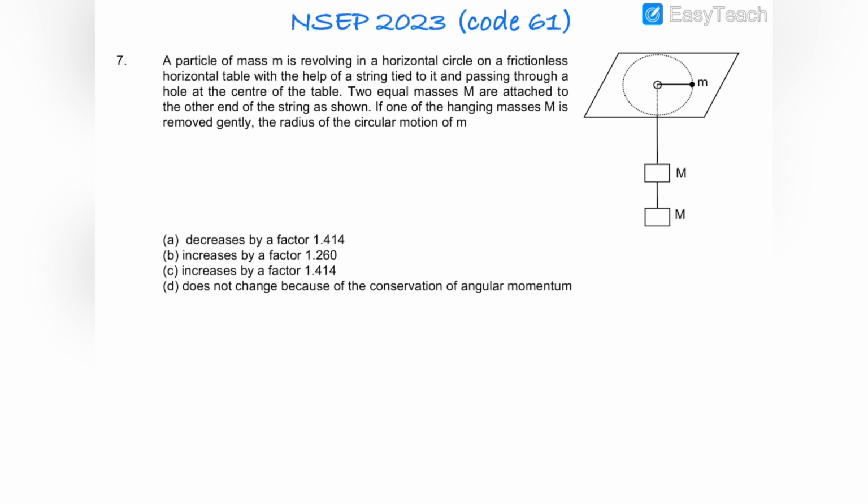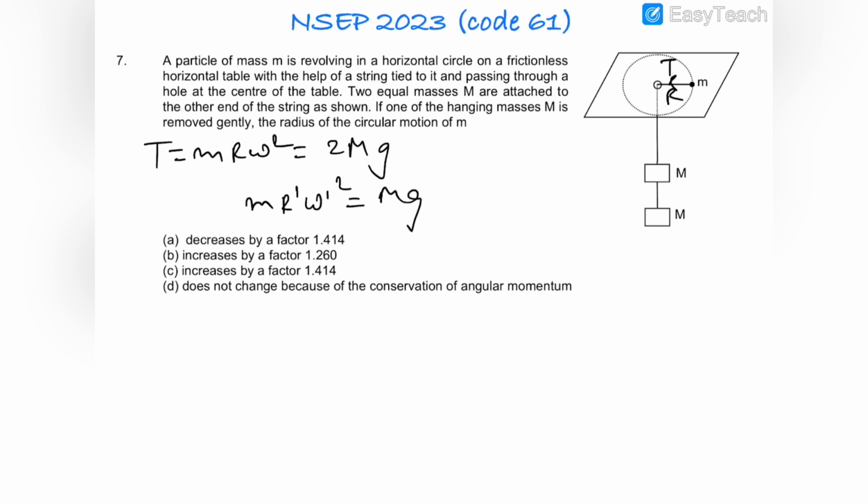So we can say that the tension is playing the role of centripetal force for this mass, and therefore it would be balancing m r omega square. Now this is radius r, and this tension is balancing 2m g. Now if we remove a mass gently, then the new tension m r dash omega dash square will be balancing mg.